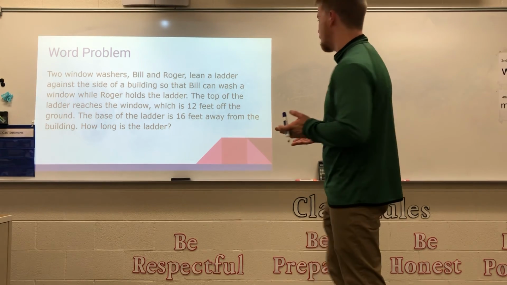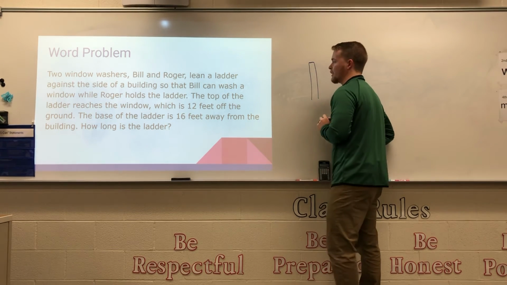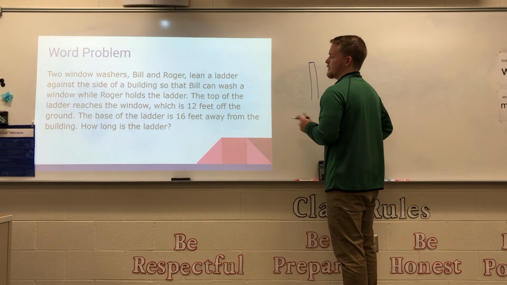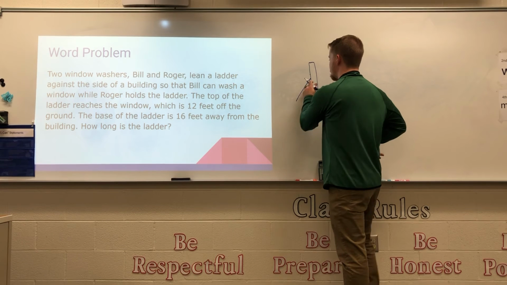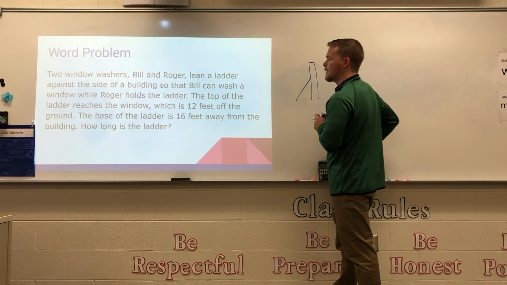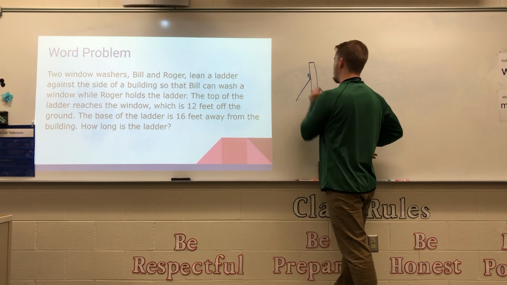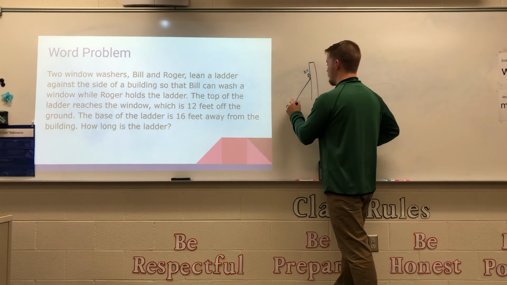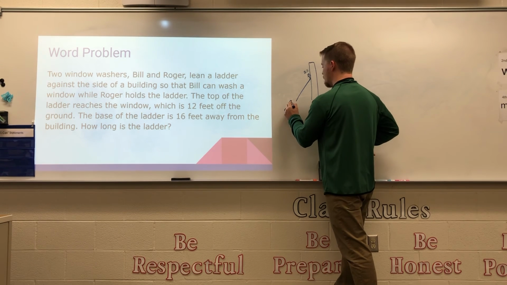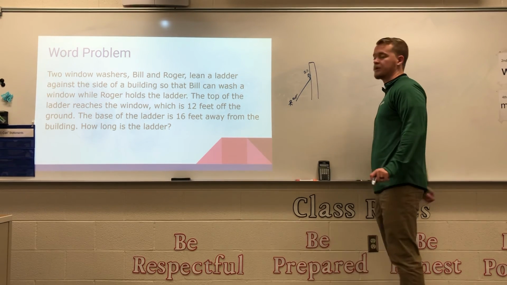So, obviously the best thing to do here would be just draw a picture. So, I've got a building. It says that they're going to lean the ladder against the building. So, we're leaning the ladder against the building, like that. So there's my ladder, I lean it against the building. Because it says that Bill's going to wash the window, so here's Bill. Bill's washing the window. And again, you don't have to put the people in, it's just setting the whole problem up. And Roger's going to hold the ladder.